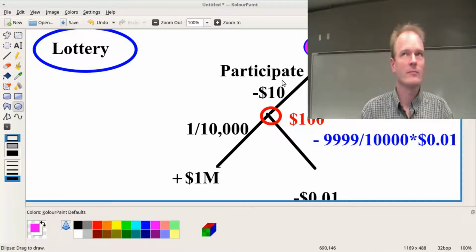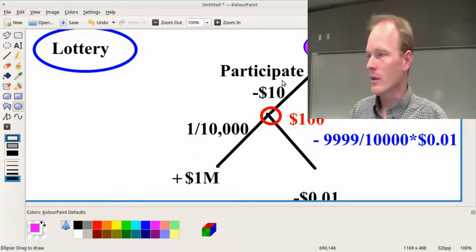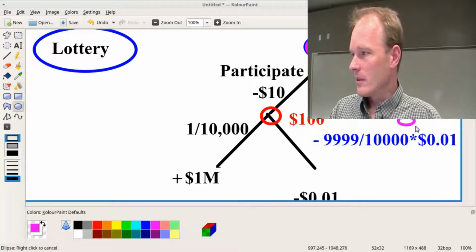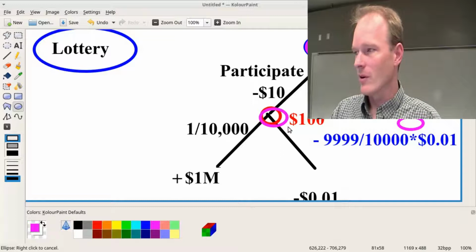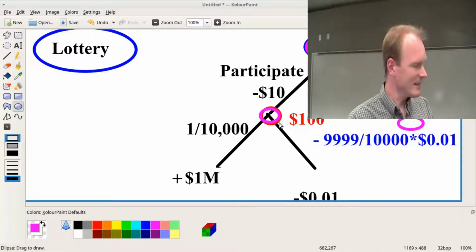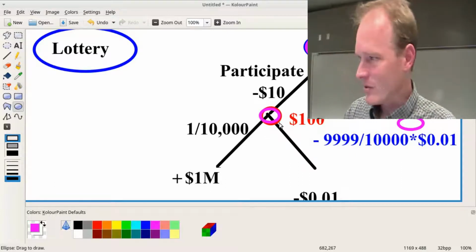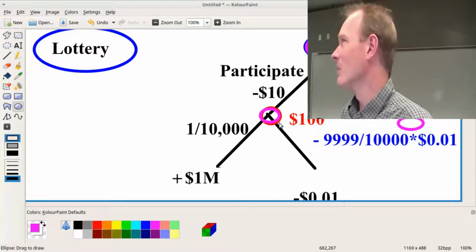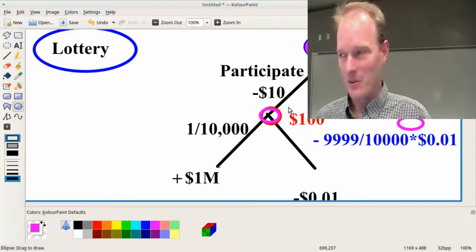Participate or don't? Participate. How do we know? The higher utility. Yeah, the utility of going this way is 0. The utility of going this way is almost 100. Just slightly shy of 100. And 100 is more than 0. Therefore, pick the better one.